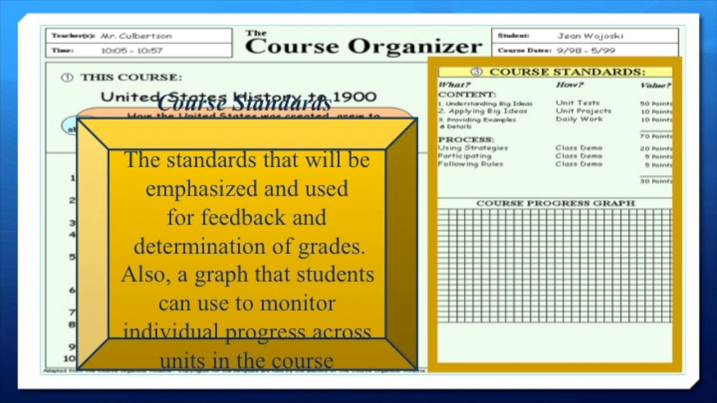The course progress graph, that's going to be up to you and your students how you can do that. Again, flip through some of the examples in your book and you can see how different teachers have used this graph. You can do it as a line graph, a bar graph, just some way that your students can see, okay, I'm being successful with everything that I am supposed to know to this point.